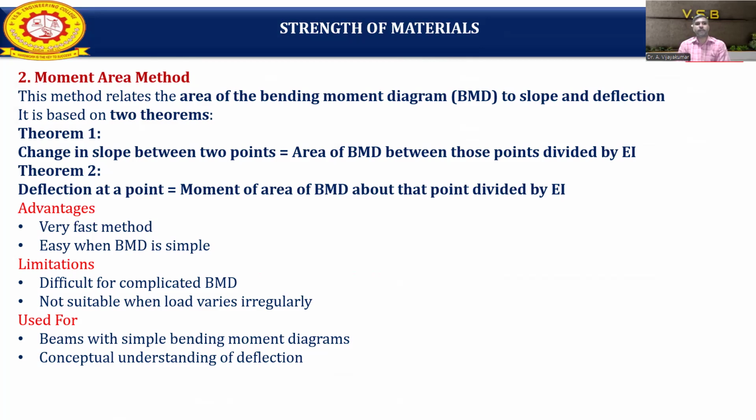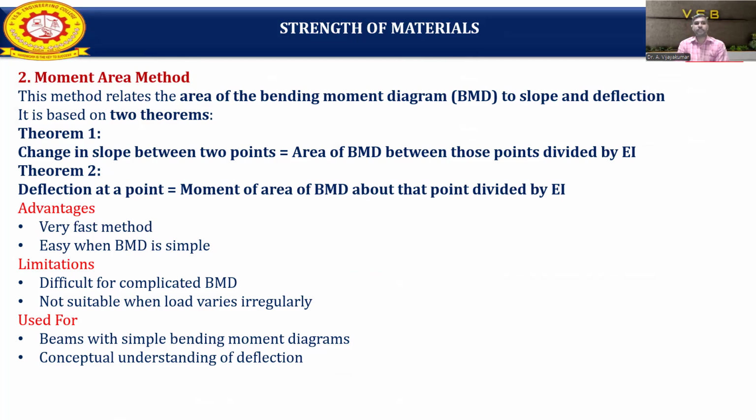The moment area method is a very fast method we can use. Once we know the bending moment diagram, from that we can find out the slope and deflection. It is easy when the bending moment is simple. That means, if you have a simple loading condition and supporting condition, we can draw the bending moment diagram, find out the area from it, and from that find the slope and deflection.